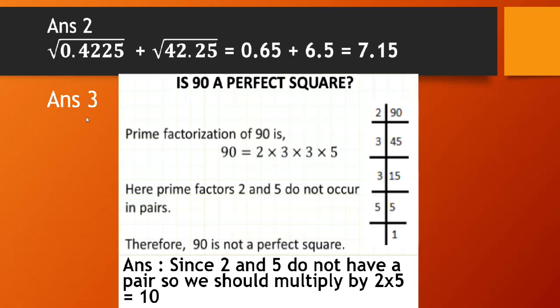Our third question is whether 90 is a perfect square. We're going to do the prime factorization. After you have done it, we just need to pair the prime factors. But here for 90 we are not able to pair, as 2 and 5 do not occur in pairs. So we can conclude that 90 is not a perfect square. Since 2 and 5 do not have a pair, we just need to multiply 2 times 5, which is 10.